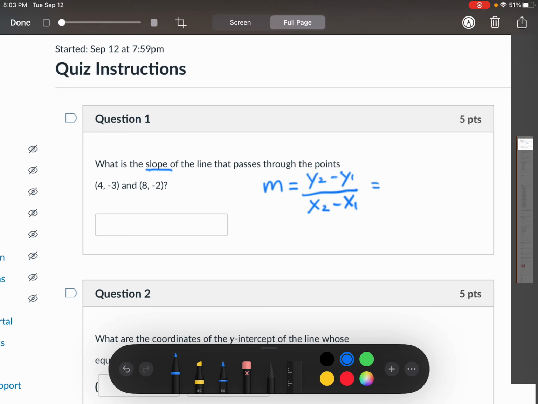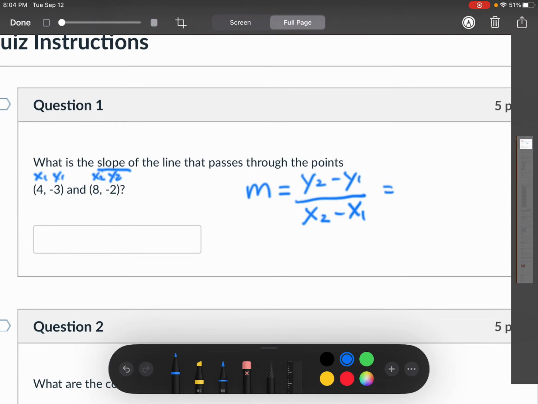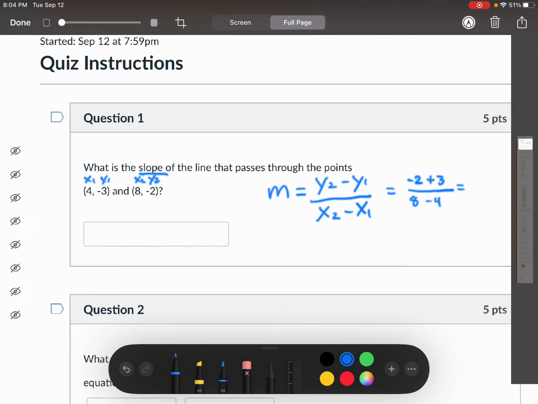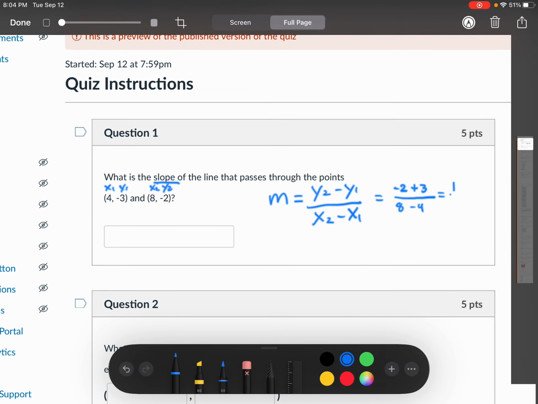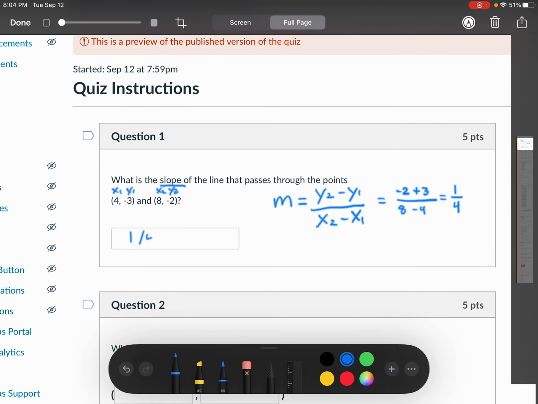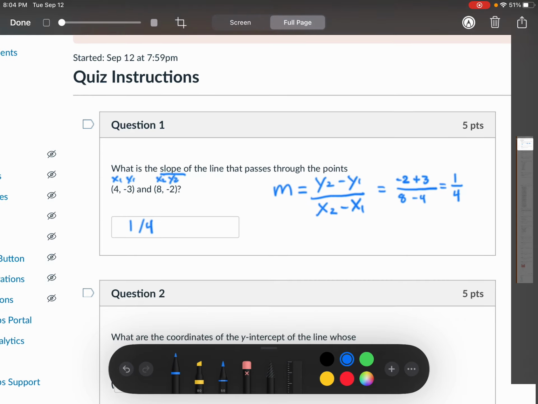They just may have different numbers, if you will. So, in this one in particular, I'm going to call this x1, y1. I'm going to call this x2, y2. All right, so now I'm going to have a negative 2 minus a negative 3, which becomes a positive 3. And then we have 8 minus 4, right? So in this case, you can write that as 1 over 4. So on your answer, you can actually type it in as 1 divided by 4. You could also type in 0.25, but you can just leave it as a fraction. And honestly, I think it would be easier if you did.